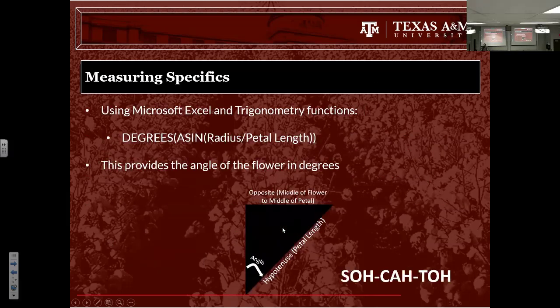So the measuring specifics, we went into Excel and used some trigonometry functions. Since we want degrees, we use degrees, a sine, radius divided by petal length. And this would end up giving back to us the angle of the flower that we're measuring. So down here with this illustration, we can just see the opposite, if we're talking about Stochatoa here. Opposite would be the middle of the flower to the middle of the petal, which would also be the radius. And then we have the hypotenuse, which would be the petal length. And then plugging these 2 numbers in, it would give us the angle.